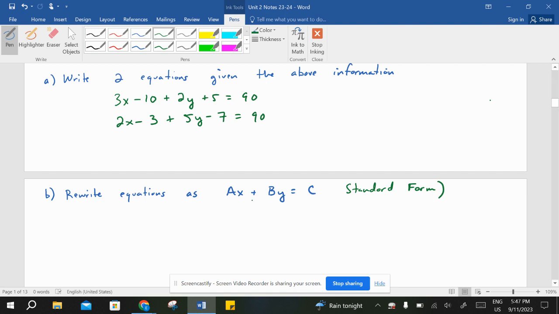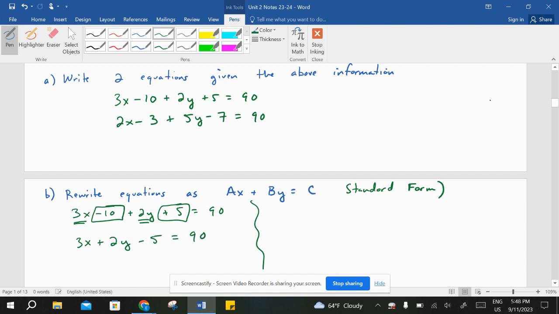So we're going to start with the first equation. The first equation was 3x minus 10 plus 2y plus 5 equal to 90. I'm going to look at my x's and my y's. Can I combine that with anything on the left side? No. So all we're going to do is rewrite those. Then I want to ask myself, can I combine anything else on that side? Well, yes. I can combine the negative 10 and the positive 5. That will give me a negative 5 and equal to 90.